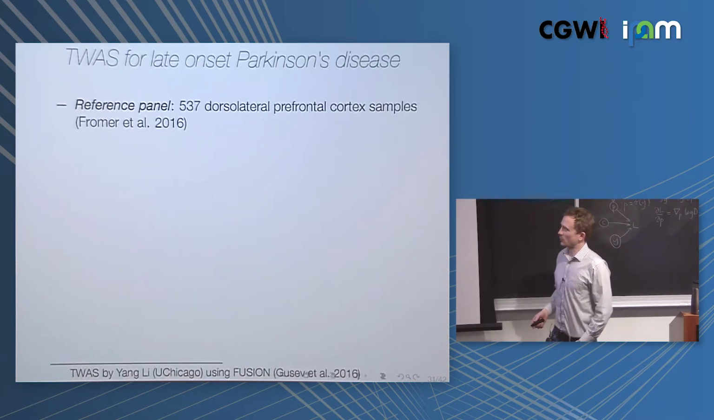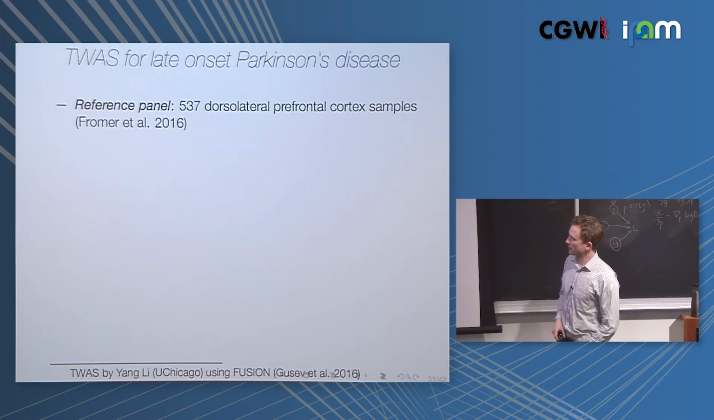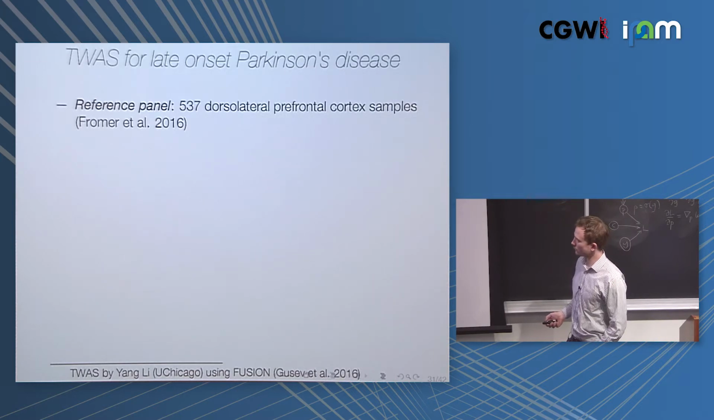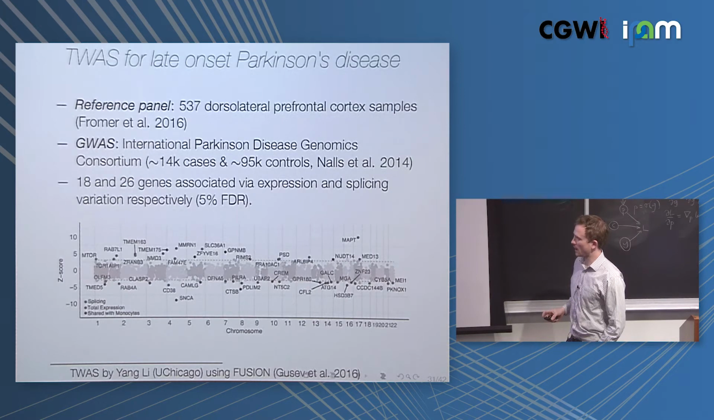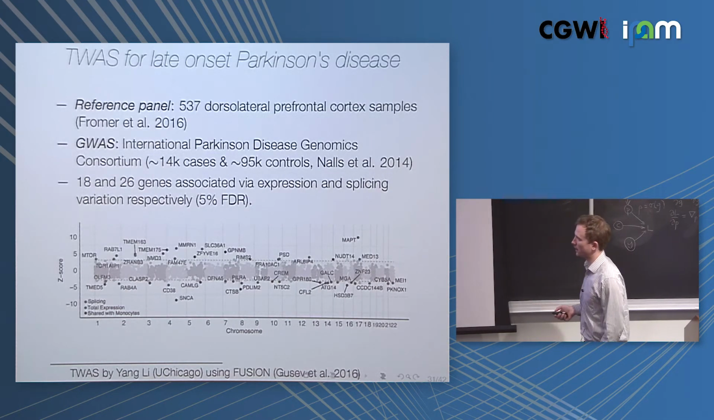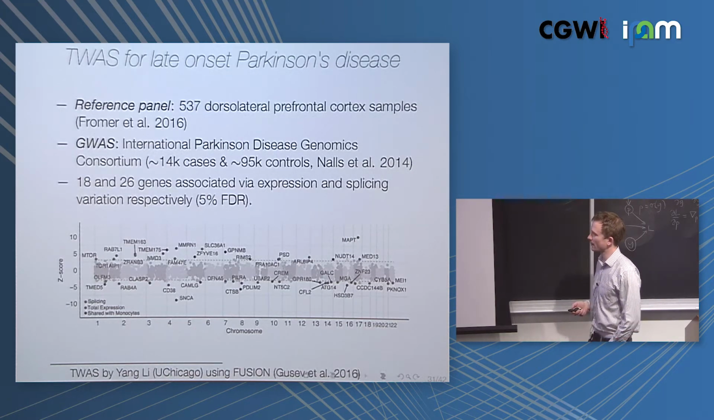So the example I want to show you for this is using Parkinson's disease, and this is work that my collaborator Yang Li has been doing recently. So this is using the RNA-seq data from the Common Mind Consortium, and a large Parkinson's GWAS. And what Yang found is 18 and 26 genes respectively associated via expression and splicing. And I really wanted to show you this because the gene that comes up the most strongly is MAPT, which is microtubule-associated protein tau, the example I showed you at the beginning.